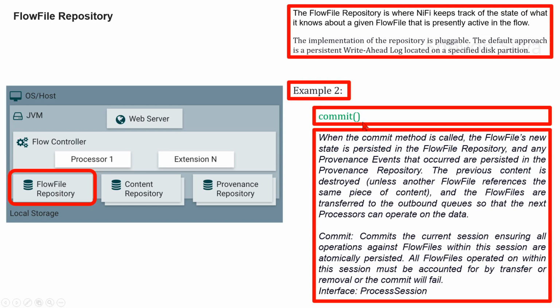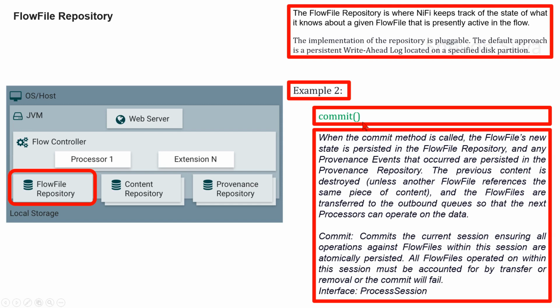As an example too, we can consider commit. When the commit method is called, the flow file's new state is persisted in the FlowFile repository, and any provenance events that occurred are persisted in the provenance repository. The previous content is destroyed unless another flow file references the same piece of content, and the flow files are referred to the outbound queues so that the next processors can operate on the data.